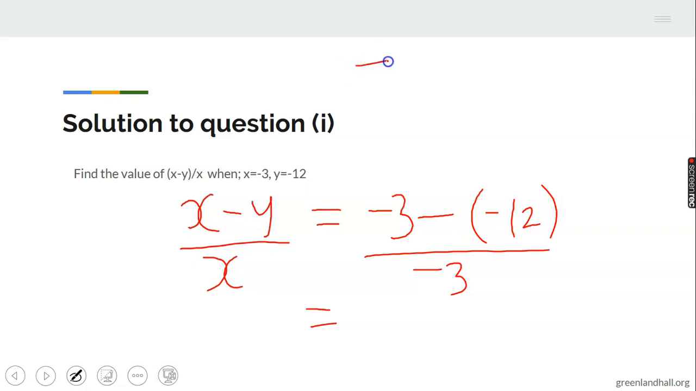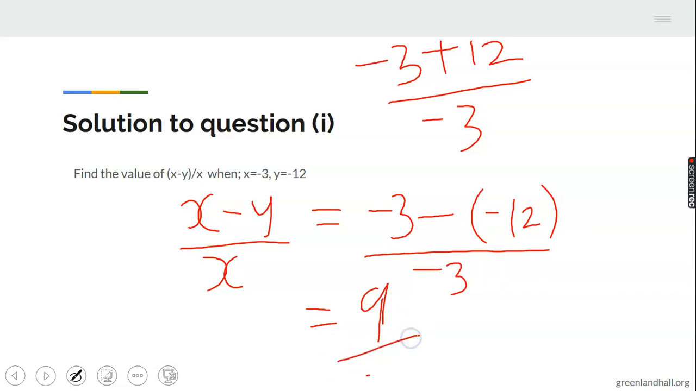Okay, let me just write it here. Minus 3 plus 12 divided by minus 3. Now, minus 3 plus 12 is just like writing 12 minus 3. And that will give us what? 9.